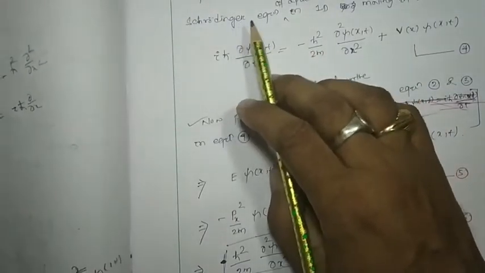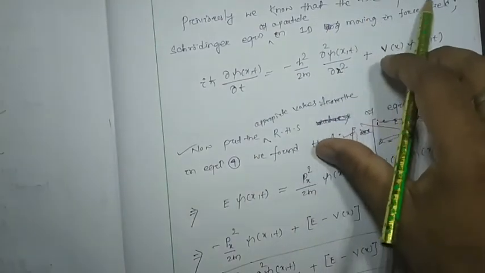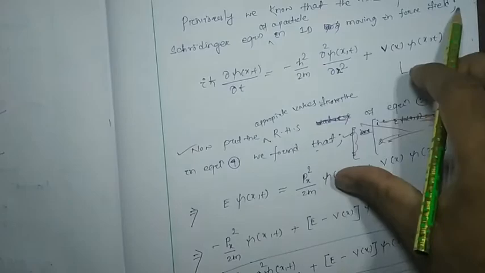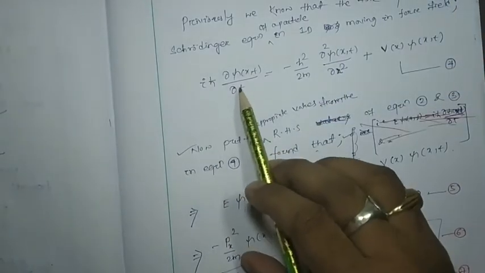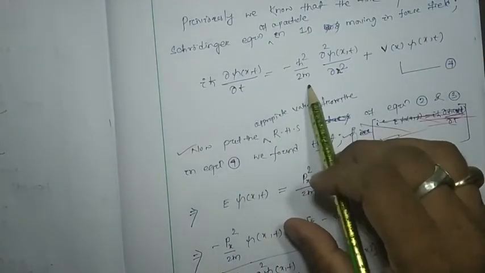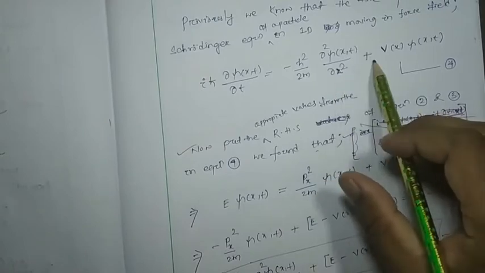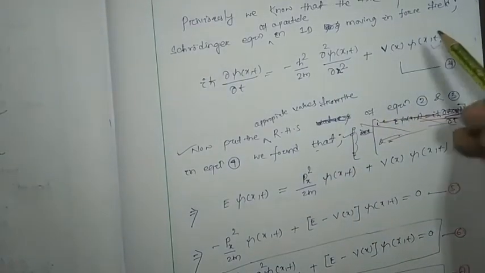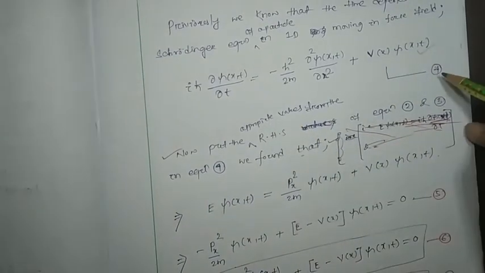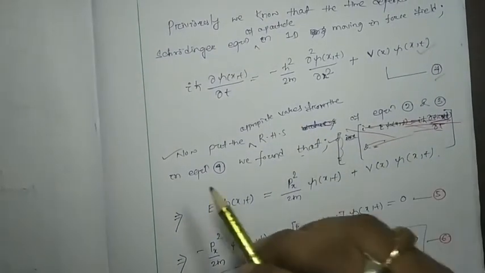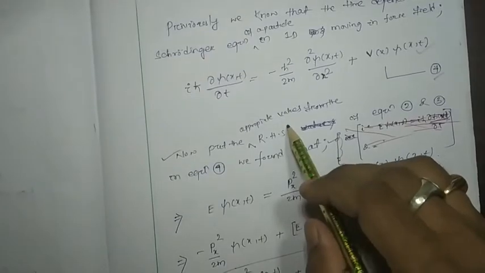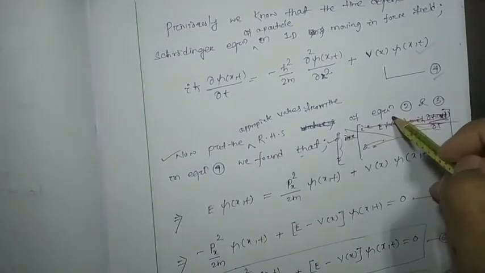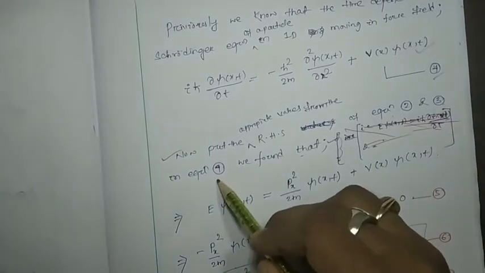Previously we know the time dependent Schrodinger equation of a particle in one dimension moving in a force field, that is i h cross del psi by del t equals minus h cross square by 2m del square psi(x,t) by del x square plus V(x) psi(x,t). That much we know from our previous study. Let this be equation number 4. Now put the appropriate values from the right hand side of equations number 2 and 3 in equation number 4.